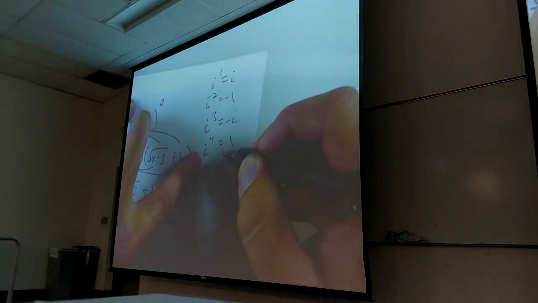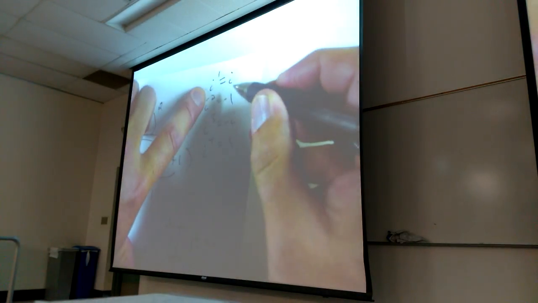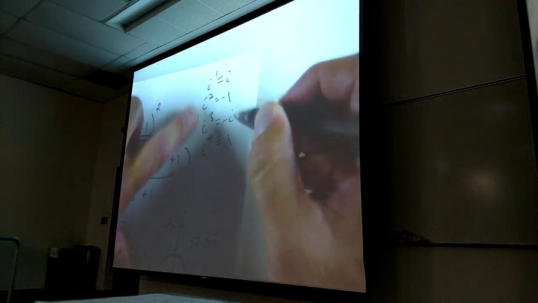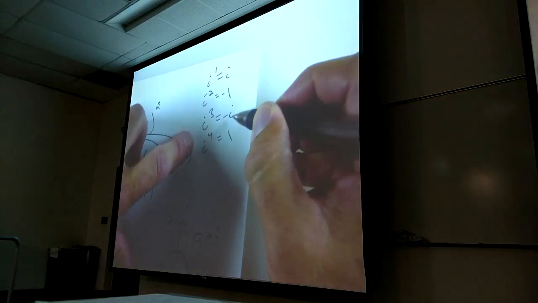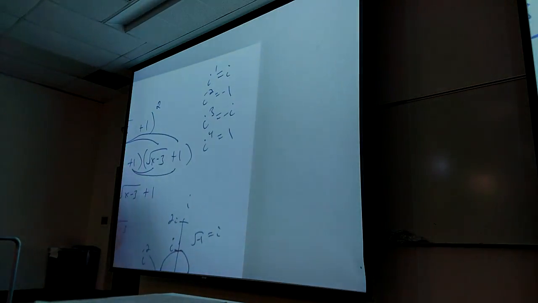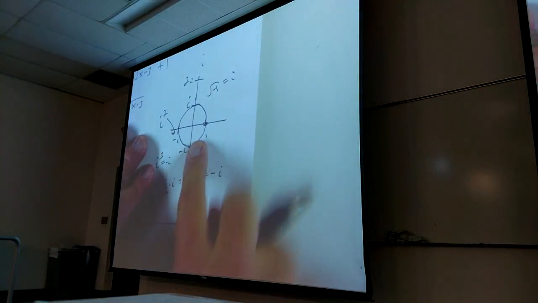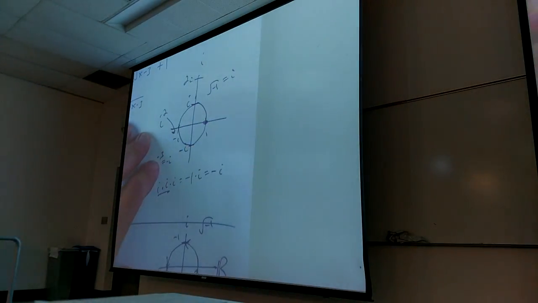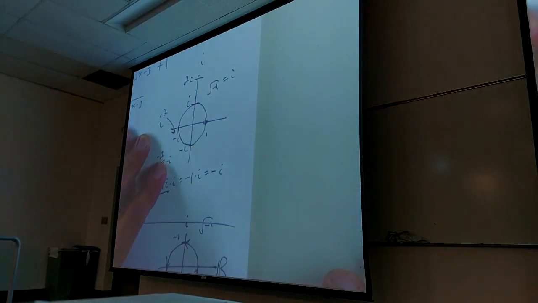So look, i to the fifth would start over again here. i to the 6th, 7th, 8th, 9th, 10th, 11th, 12th, 13th. It's what we call cyclic. And that's why this picture is cyclic. It keeps going over and over the same things.